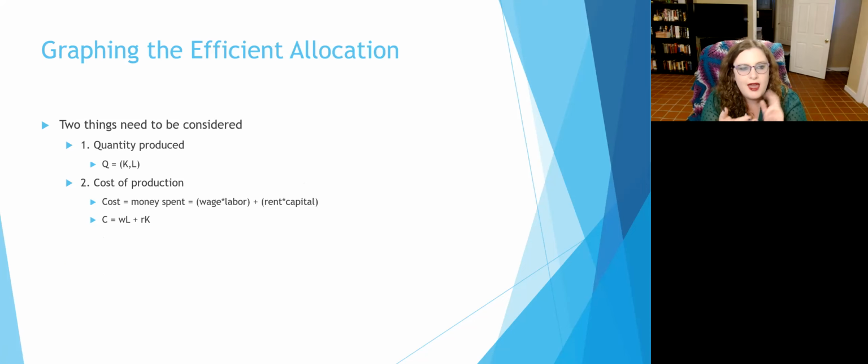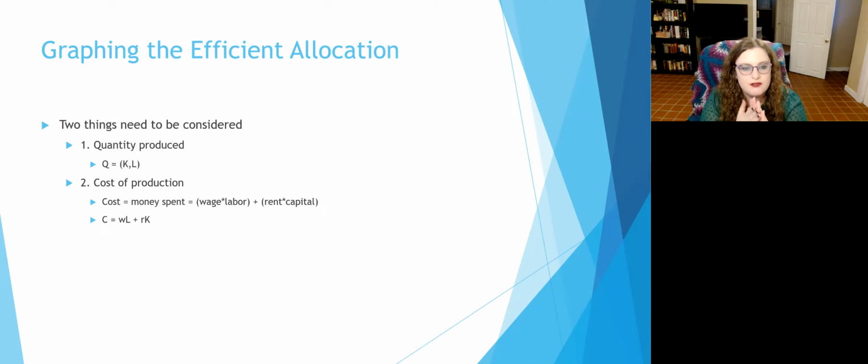So now we need to think about how do we graph that, right? There's two main things that we need to consider. One is the quantity of what we're producing. How much are we going to be producing? The second part we need to think about is the cost of that production, right? So the cost of that production is what we just talked about.